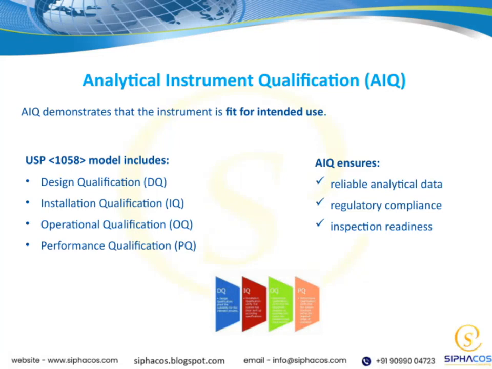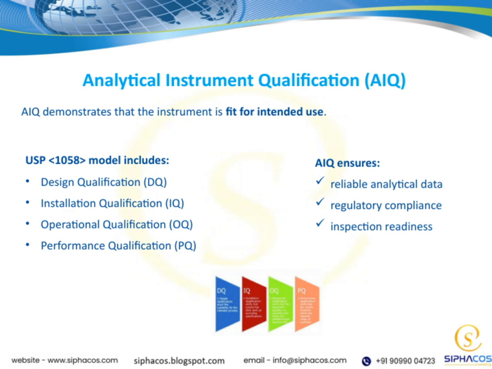AIQ, or Analytical Instrument Qualification, is a critical process that ensures we have reliable analytical data. When we talk about data reliability, we're really emphasizing that the results we get are accurate and consistent, which is essential for making informed decisions. AIQ also helps us maintain regulatory compliance, meaning we stay within the rules and standards set by authorities. This is vital for passing audits and ensuring our products meet quality requirements.